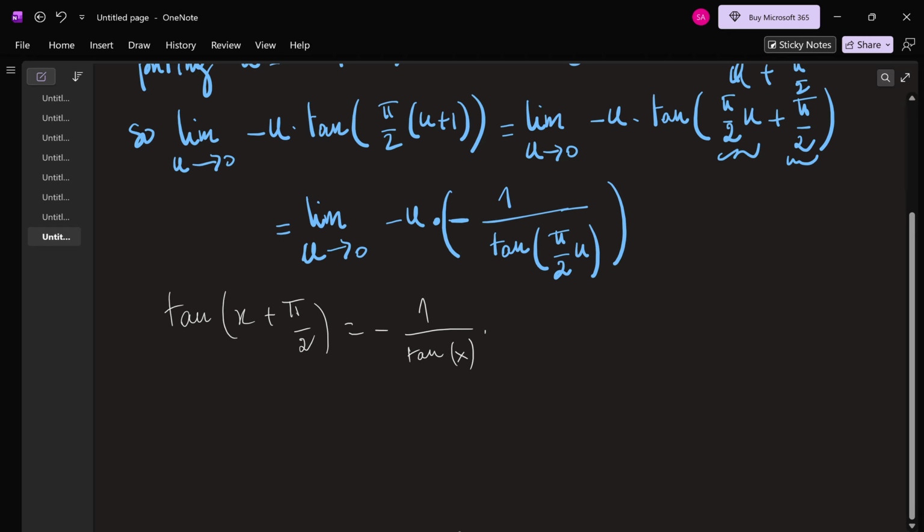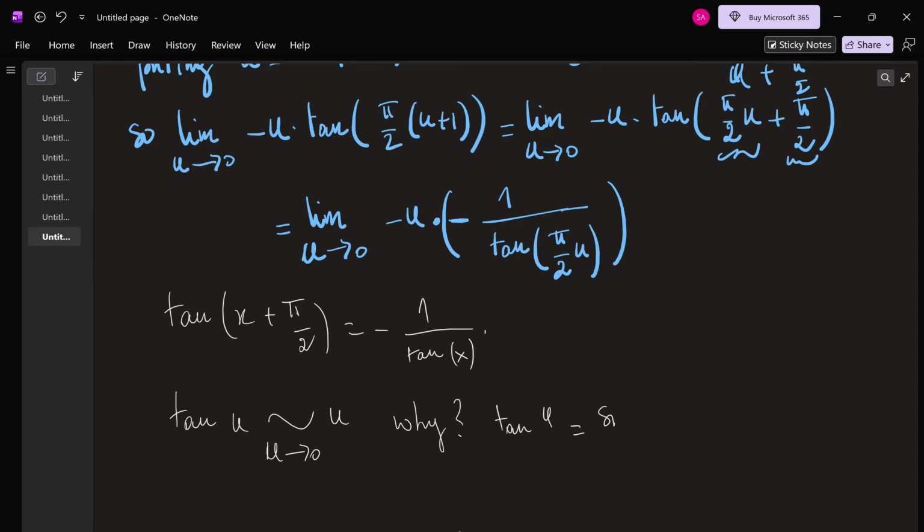Now we have another rule, which is that the tangent of u is equivalent to u as u approaches 0. Why? Simply because the tangent of u is equal to sine u over cosine u. When u approaches 0, the sine is equivalent to u, and cosine 0 is 1, so this is u over 1, which is equal to u.